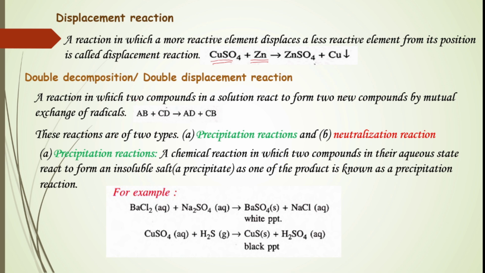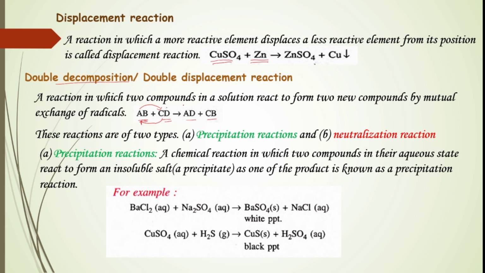Note it. Now another type of reaction is double displacement reaction or double decomposition reaction. Here we have two compounds, AB is a compound and CD is another compound. You can see that A moves to C's place and C moves to A's place, and these two elements change their places to give new compounds, isn't it? AD is another compound and CB is a new compound.